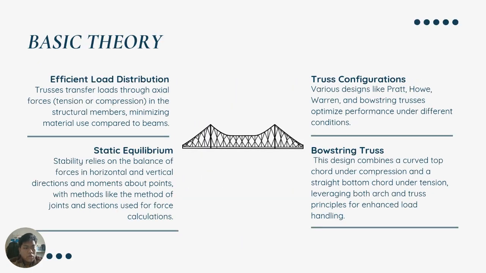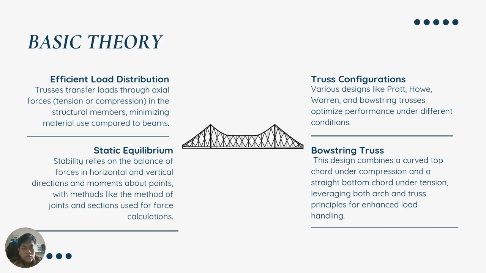First, efficient load distribution. Trusses transfer loads through axial force, tension or compression in the structural members, minimizing material use compared to beams. Second, static equilibrium. Stability relies on the balance of force in horizontal and vertical direction and moments about points, with methods like the method of joints and sections used for force calculations.